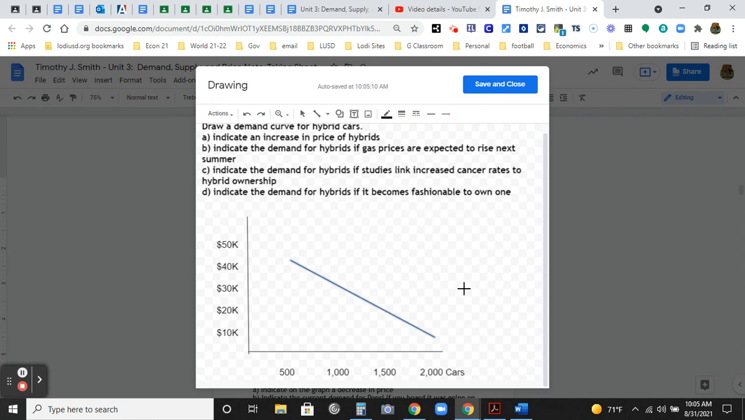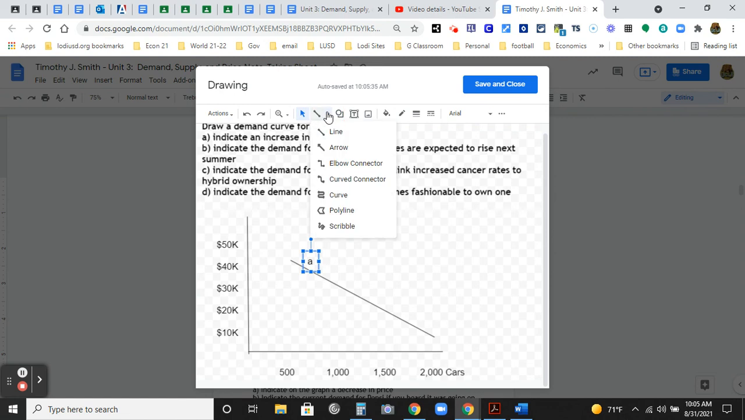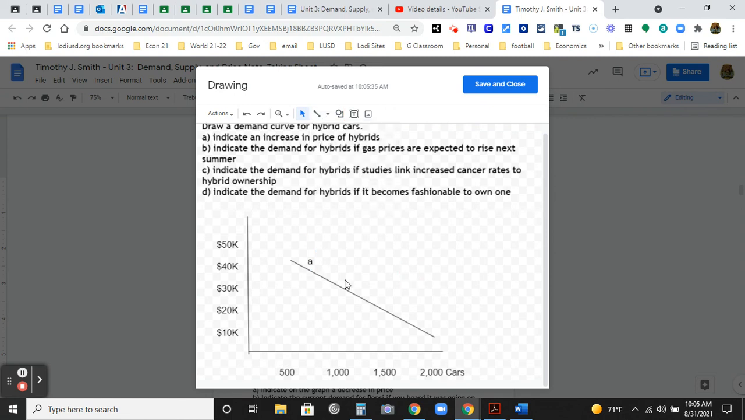Okay. If gas prices are expected to go up, indicate an increase in price of hybrids. So where do we put in the increase in price? Now we got to put in these letters. That's right here on the actual, let's put in lowercase because we got lowercase in there, right? That's right here on the curve, because it stays on the curve. It's a price change. It's not a price shift.